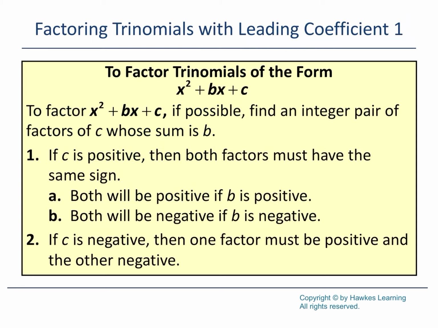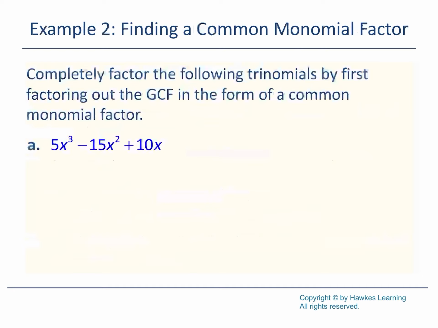Okay, so here's kind of the sum up. You're finding two numbers that multiply to be C and add up to be B. If C is a positive number, then they both have the same sign. And if B is positive, they're both positive. And if B is negative, they're both negative. Now, if C is a negative number, then they have opposite signs. All right, so we'll practice them.